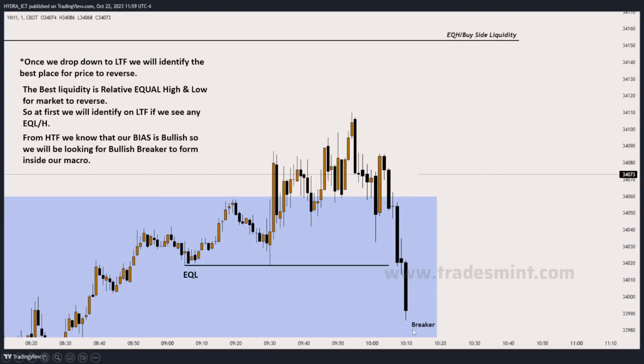So price basically closed the 950 to 1010 macro. There's nothing more to watch here, so we'll be waiting for price to get inside the 1020 to 1040 macro. Before we do that, can we identify any more relative equal highs? Yes, as you guys can see, we have relative equal highs up here, then up here. Ultimately we will be targeting this relative equal high from the higher time frame.